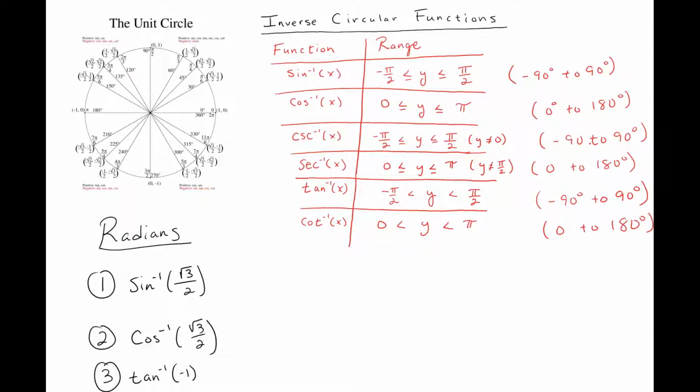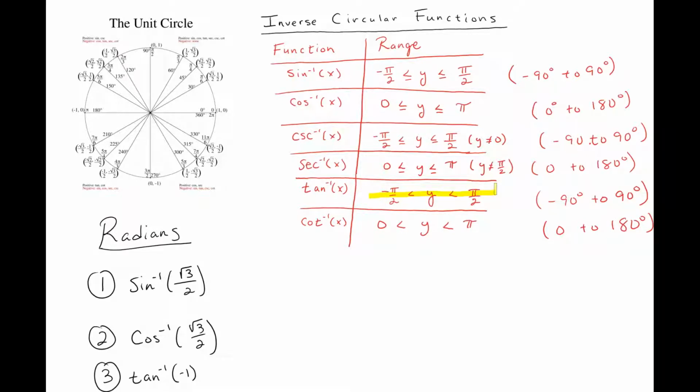So the range will change for each of these. If you're looking at a sine inverse, for example, and I'm going to highlight it, the range for the sine inverse goes from -pi/2 to pi/2. The cosine inverse goes from 0 to pi, okay? And the cosecant inverse goes from -pi/2 to pi/2, excluding y equal 0. The secant inverse goes from 0 to pi, excluding, of course, pi/2. And remember, those are where those graphs had a vertical asymptote.